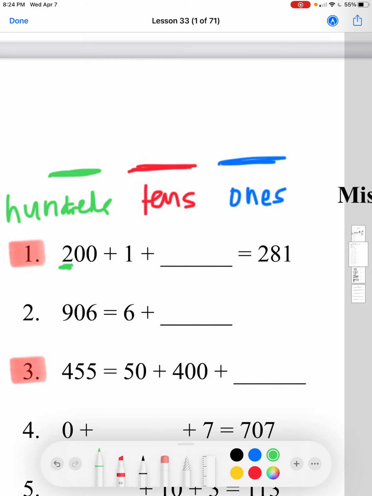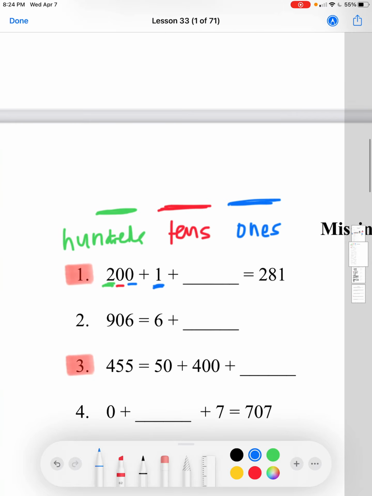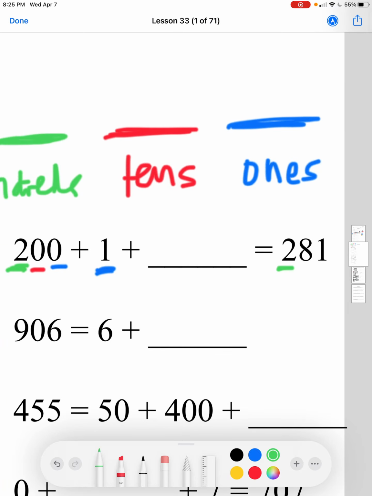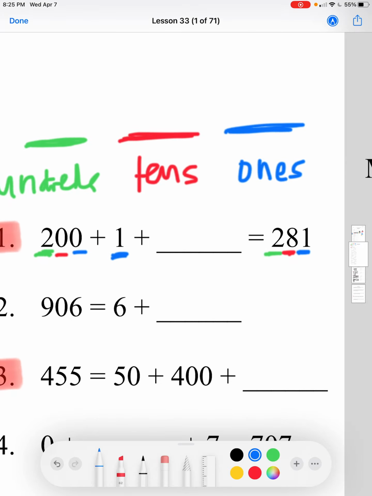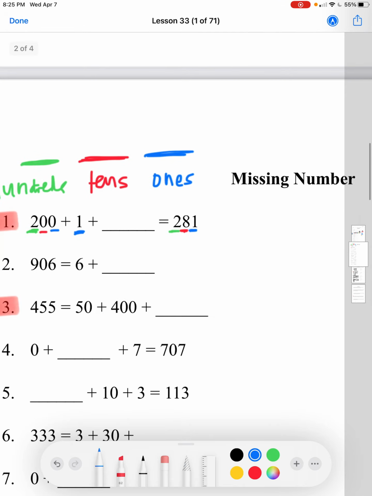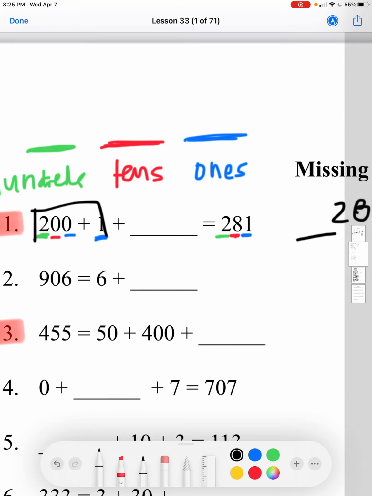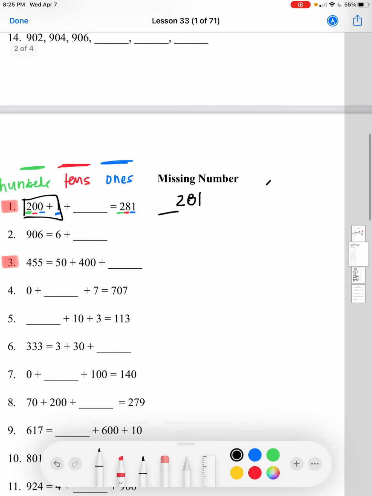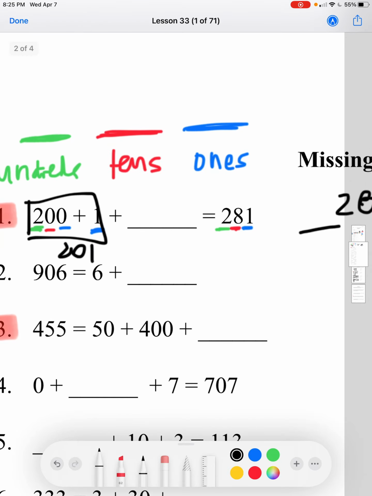So if you look here, we have 200s because we have a 0 in the tens, a 0 in the ones, and here we have 1 in the ones place. If you look here now, we have a 2, an 8, and 1. So we have to find what's missing. Let's first subtract 281 minus what we already have, which is this 200 plus 1. 200 plus 1, 0 plus 1 equals 1. Bring down the 0, bring down the 2. 201. So this equals 201.